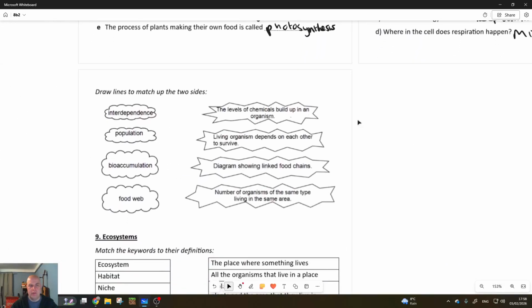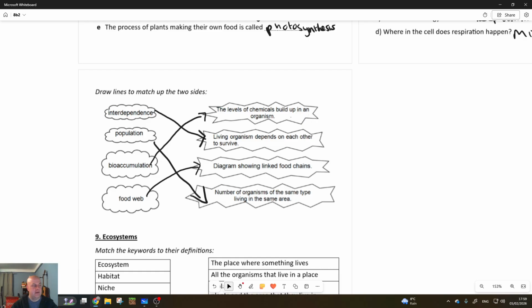Right, one more page to do. Now the next thing we're going to look at are these definitions. Interdependence. Okay, these are things that depend on each other to survive. So living organisms depend on each other to survive. Population is the number of organisms of the same type living in the same area. Bioaccumulation are the levels of chemicals that build up in an organism. And a food web is a diagram showing linked food chains.